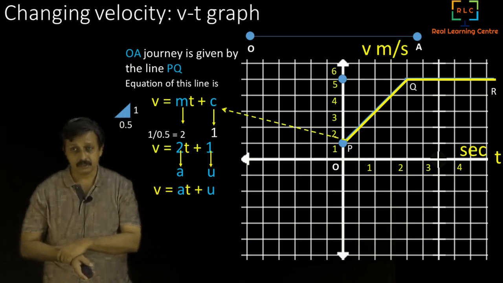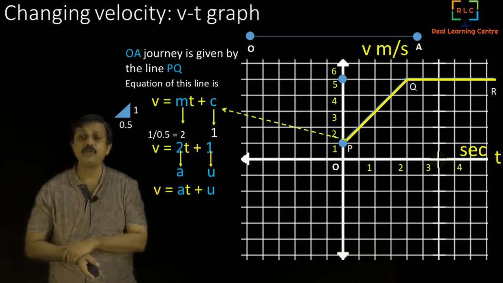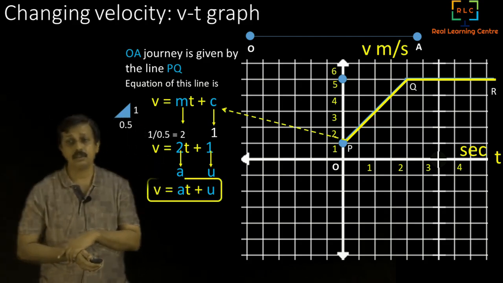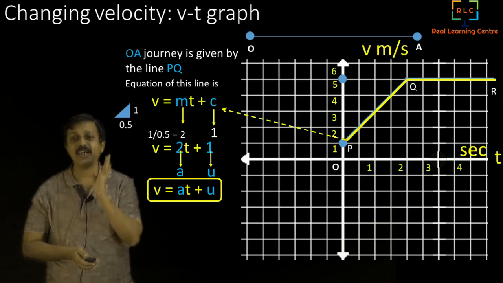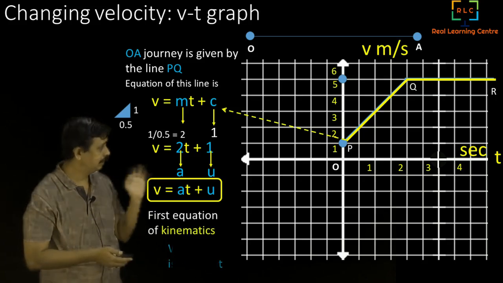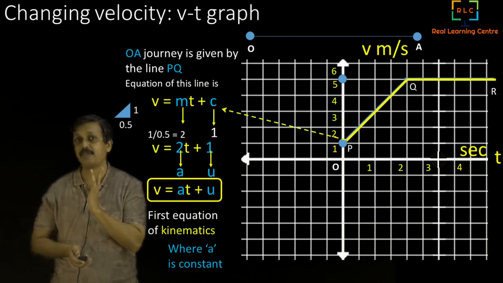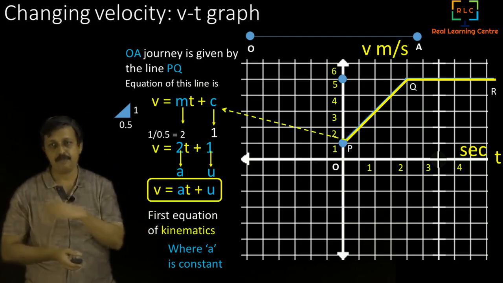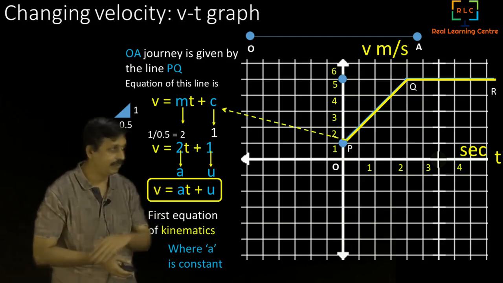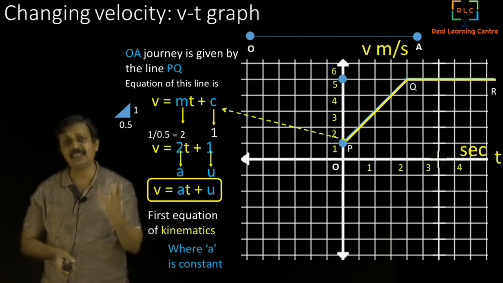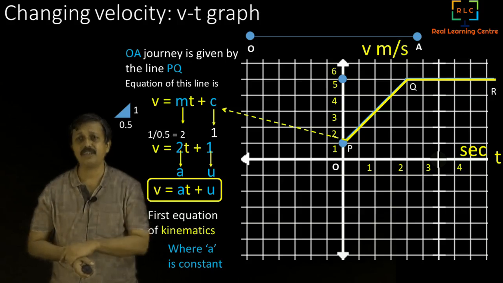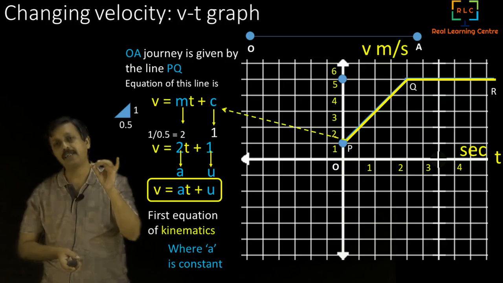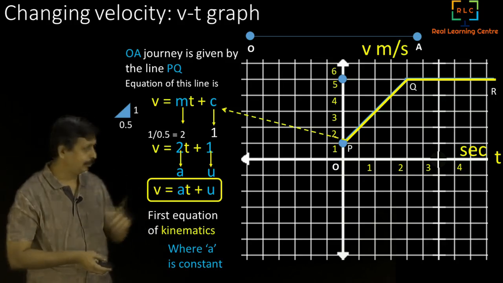Now, this particular equation we call one of the most important equations of kinematics. So this is the first equation of our kinematics, which we use many times whenever we are given an acceleration, time and initial velocity, to find the final velocity. This equation is nothing but the equation of a line of a VT graph, nothing more to it than that. Okay. But remember all the time that a is a slope which is constant.